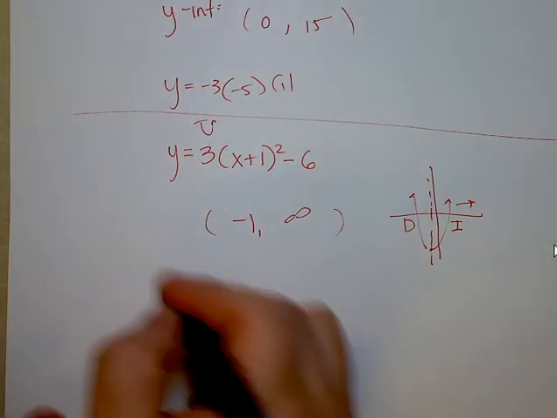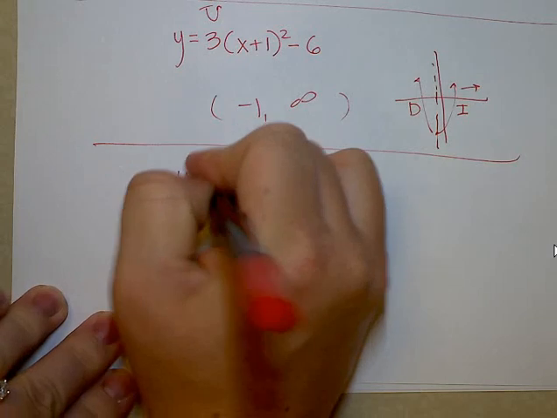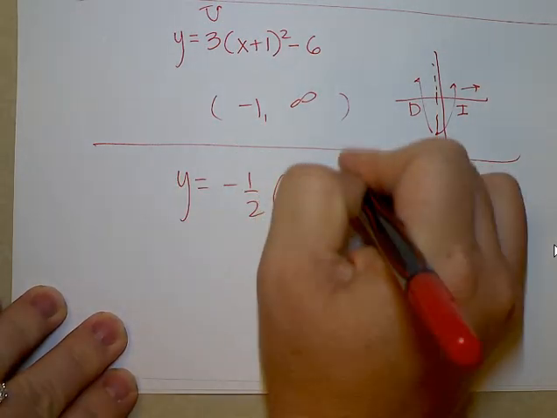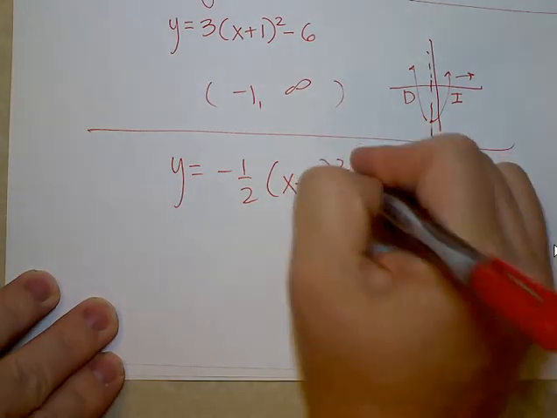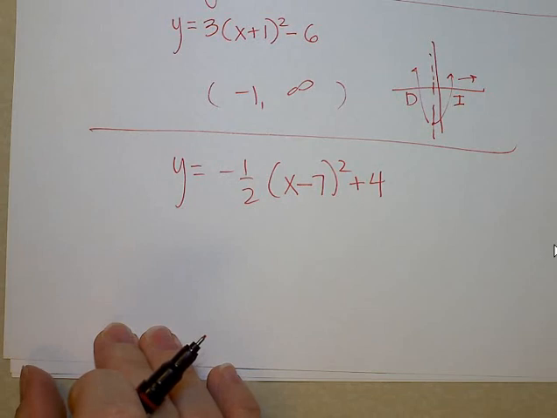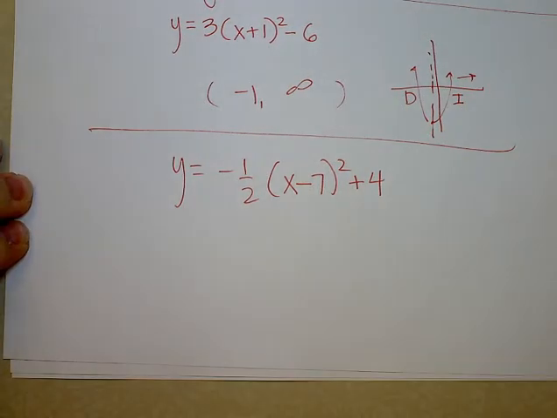Okay, next problem. Y equals -1/2 times the quantity x minus 7 squared plus 4. Identify the decreasing interval. You have 20 seconds.